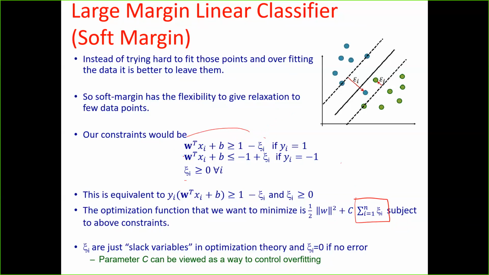When the slack variable is 0, what are the conditions? W transpose xi plus b greater than or equal to 1, and W transpose xi plus b less than or equal to -1. Isn't it so? When the slack variable is equal to 0.